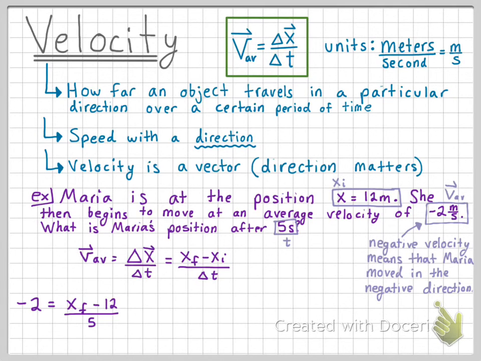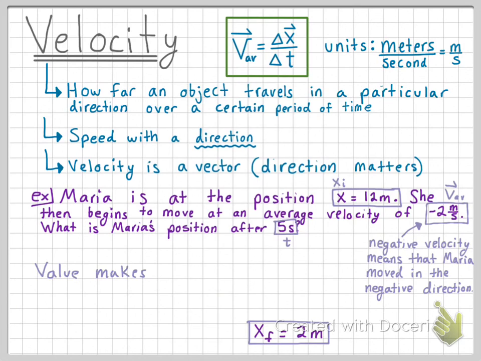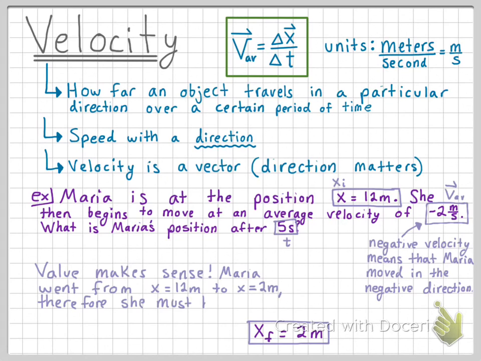We must solve this equation if we want to find the value for her final position. First, we must multiply each side by 5. Then we must add 12 to each side, and we find that the final position is 2 meters. This value makes sense since we know that Maria went from the position 12 meters to 2 meters. So since her position decreased, she should then be traveling in the negative direction, which would give her a negative velocity, which we have.